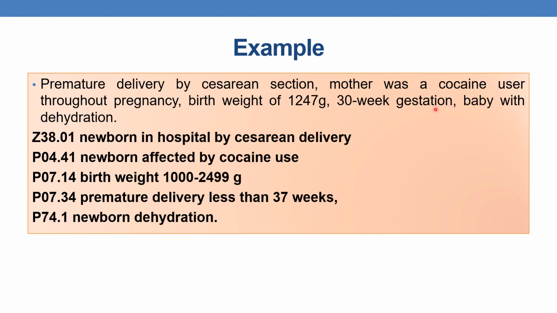Followed by 30 weeks of gestation. For that, P07.34, premature delivery less than 37 weeks. This is based on gestation. And finally, newborn dehydration, P74.1, to indicate newborn dehydration. Here, treatment is not done for dehydration of the patient. Physician is just mentioning baby with dehydration, and this is a birth record. Since it is a birth record, Z38 series will take the precedence, followed by the codes from chapter 16.